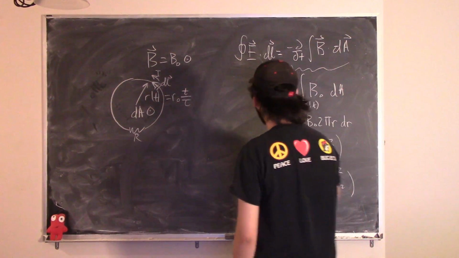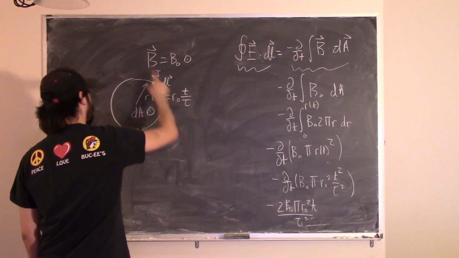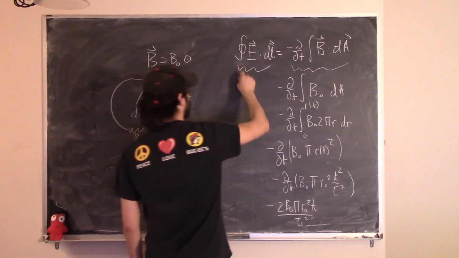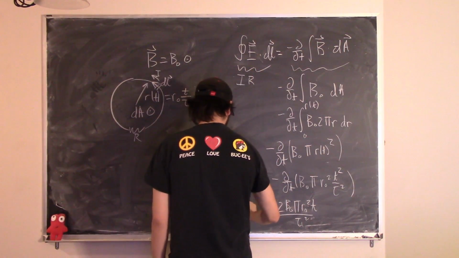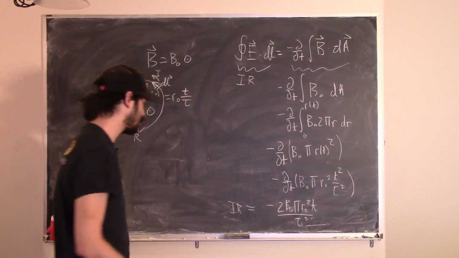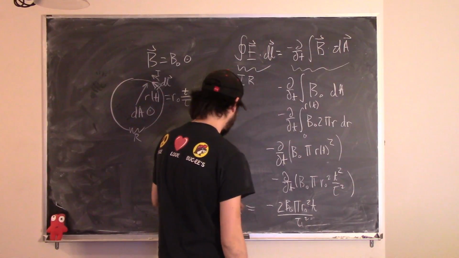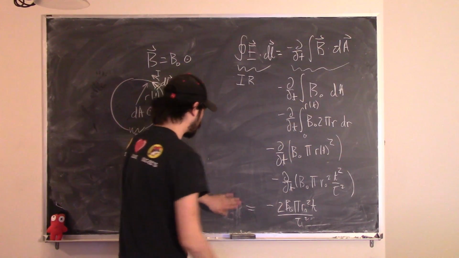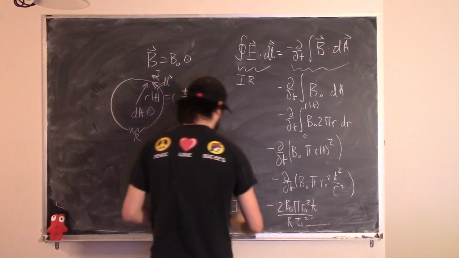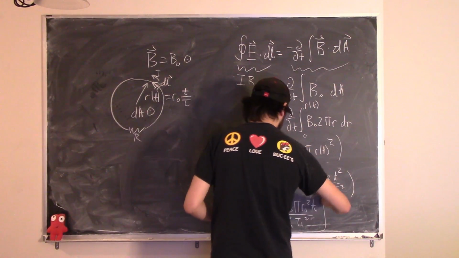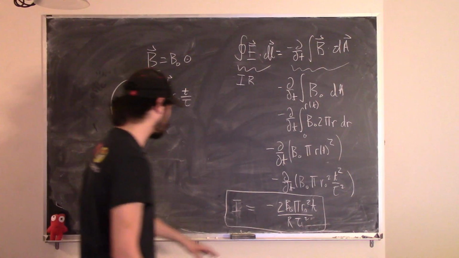And so what that means is this left-hand side, because I chose my current and my dl to go in the same direction, this is just going to be IR. And so IR is going to be equal to minus 2 B0 pi r0 squared t divided by tau squared. And to solve for what the current is, we just move the resistance to the other side. Okay. And so this is what my current is.